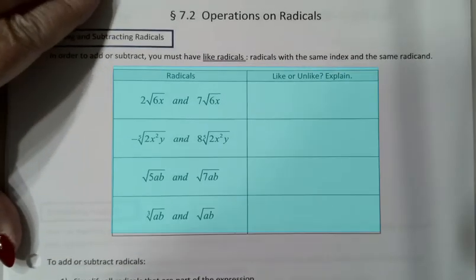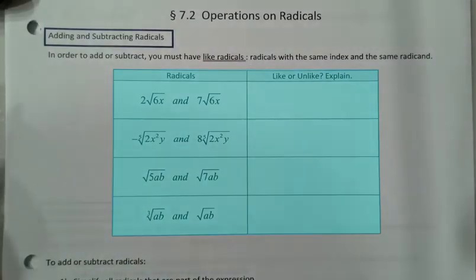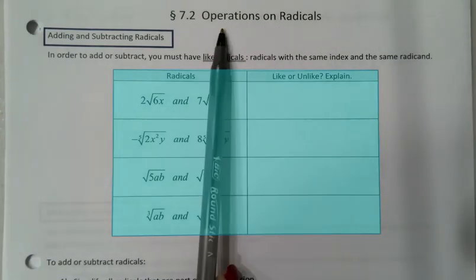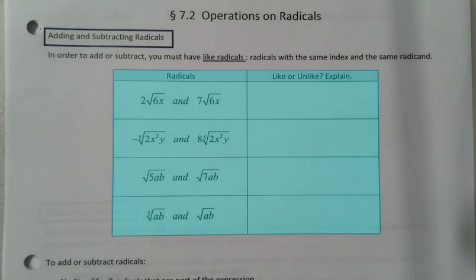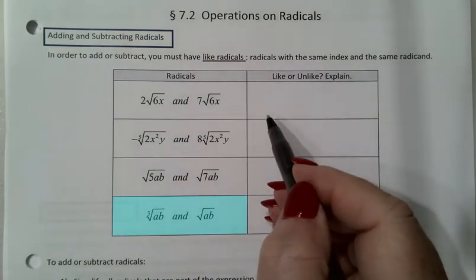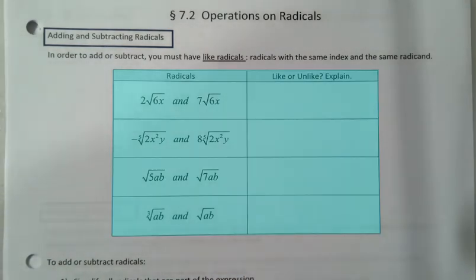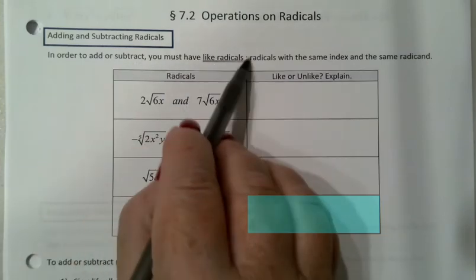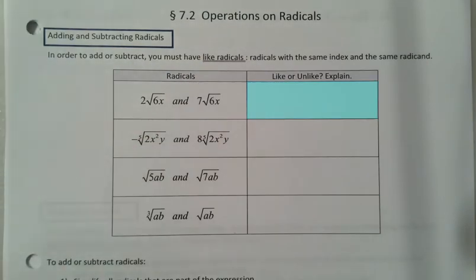Right, this is section 7.2, and now that we've got a pretty good idea of how to simplify our radicals, we're now going to talk about doing operations on them. That is, how do we add, subtract, multiply, or divide with radicals? So we'll start with adding and subtracting. And the rule for adding and subtracting is you can only do it if you have like radicals.